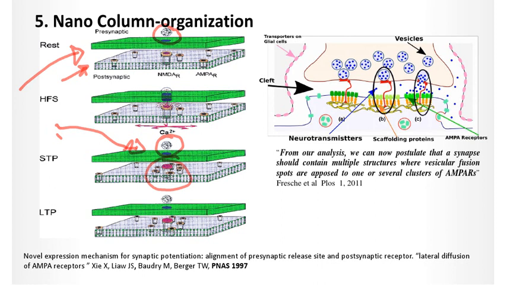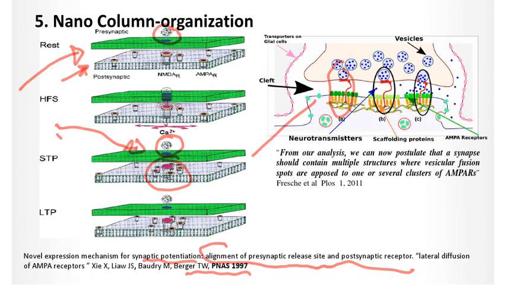The first study on this was numerical, published in PNAS in 1997. And the paper mentioned a novel expression mechanism of synaptic potentiation with an alignment of presynaptic release and postsynaptic receptor. And in 2011, we made one more step in this, saying that maybe there is not only one, but there are several of these columns.